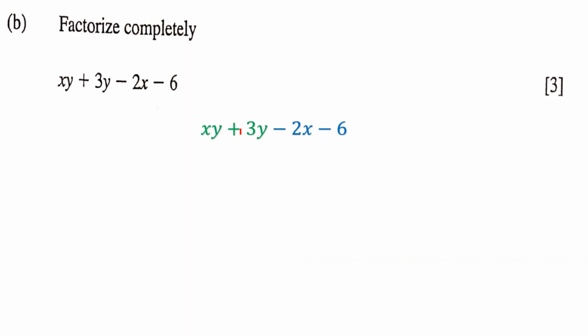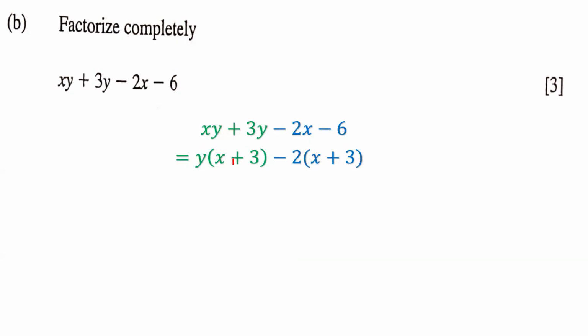Notice we're going to do this side, and then we're going to do that side. For this side, we could factor out a y, because y times x is xy, and y times 3 is 3y. Here, we can factor out a negative 2, so negative 2 times x is negative 2x, and negative 2 times positive 3 is negative 6.